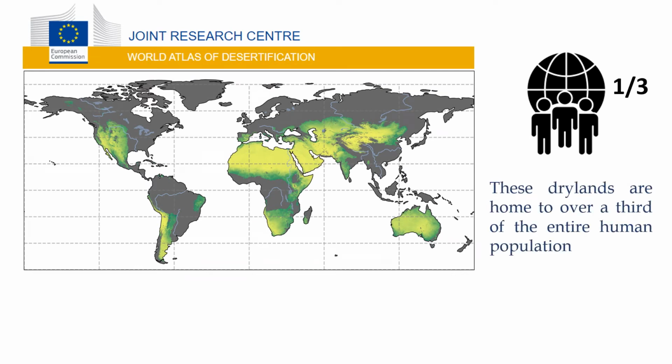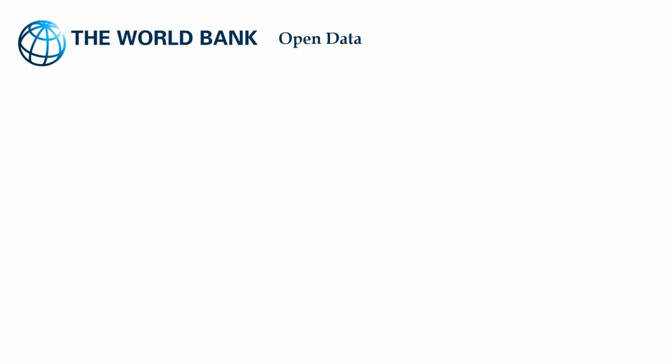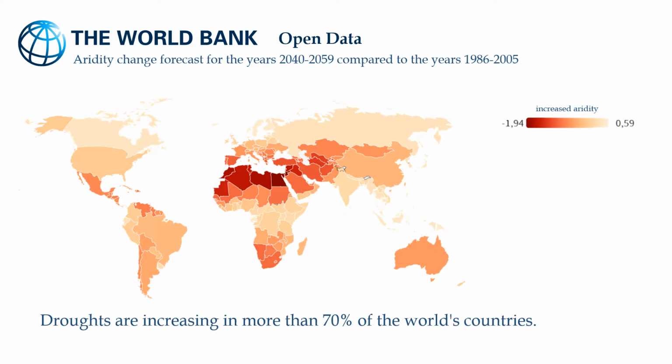These drylands are home to over a third of the entire human population. According to the World Health Organization, about 2.6 billion people worldwide are exposed to drought and desertification. Droughts are increasing in more than 70% of the world's countries.